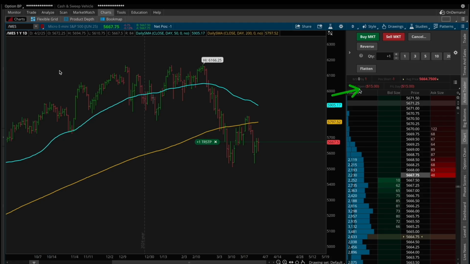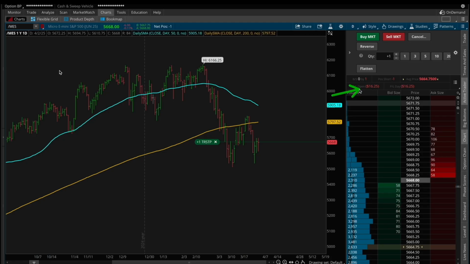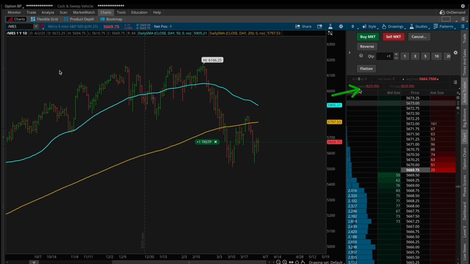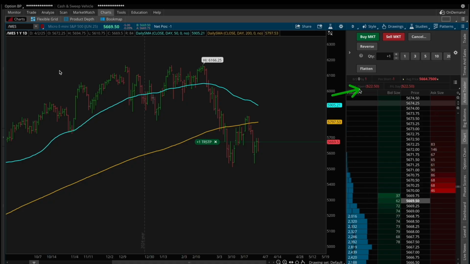Now, in a normal scenario, if I were to be using this contract as a hedge against long positions, I may not consider putting in a stop loss. I may have different ways to manage the position. So it looks like we're getting pretty close to getting stopped out.